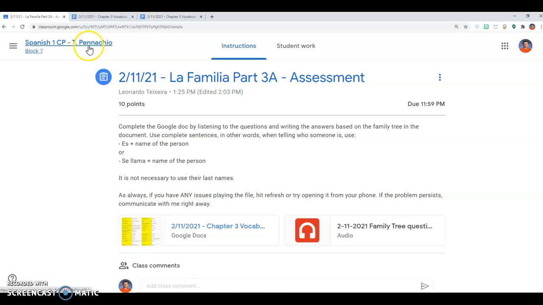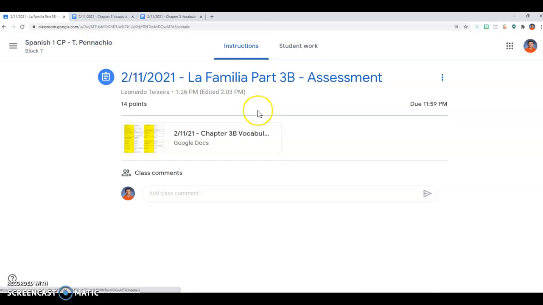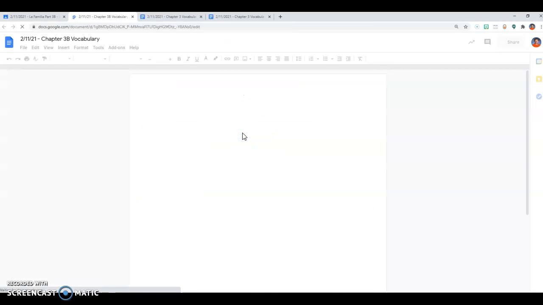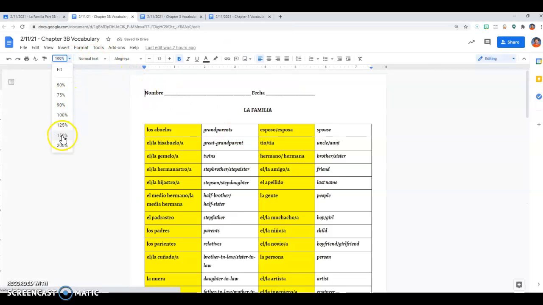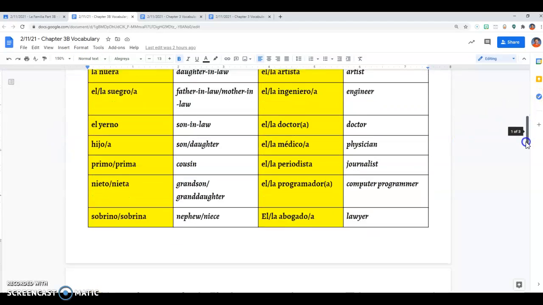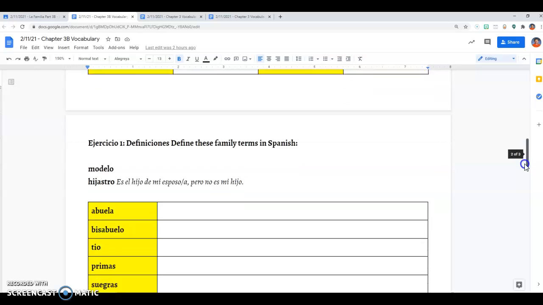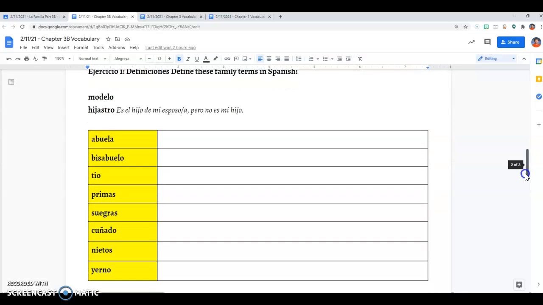Now let's take a look at part B. Okay. For part B, it starts the same way with the vocabulary, and for the first exercise, you're going to write a definition for each one of these words using basic constructions in Spanish.